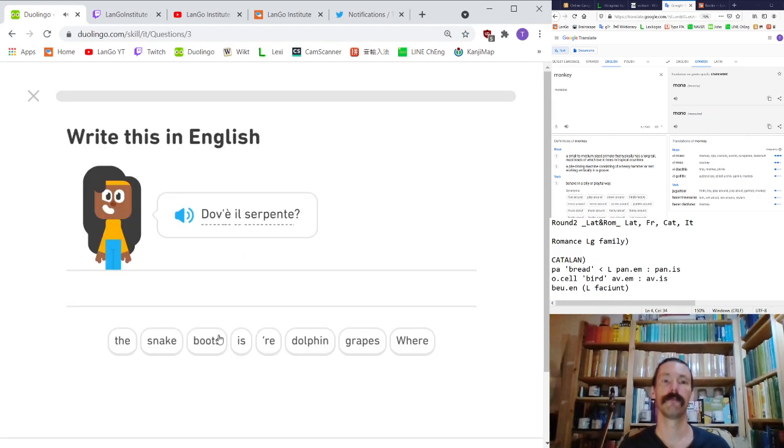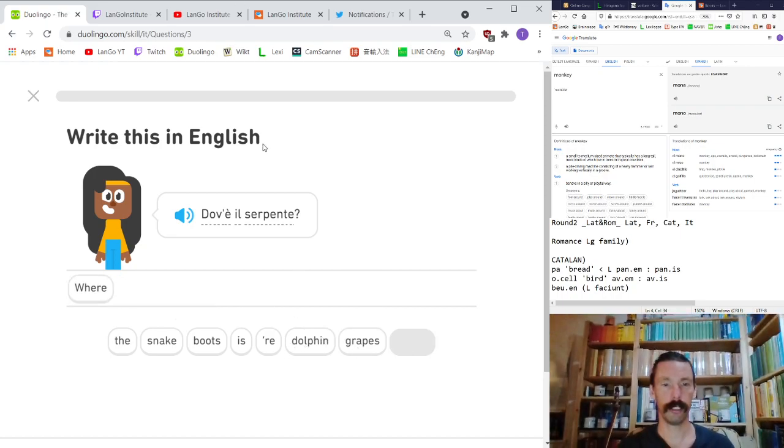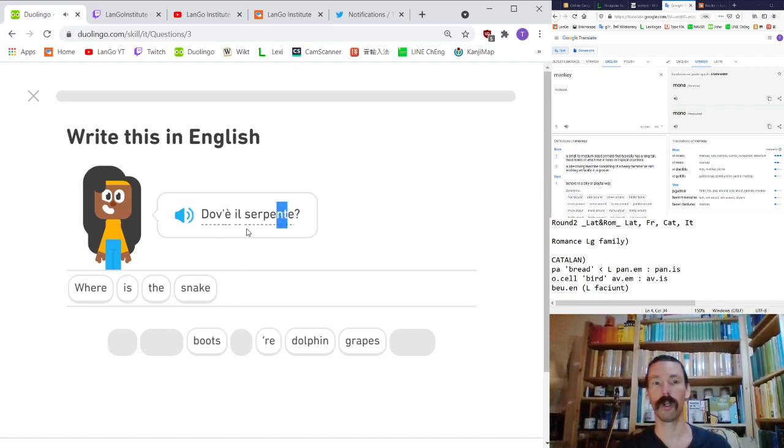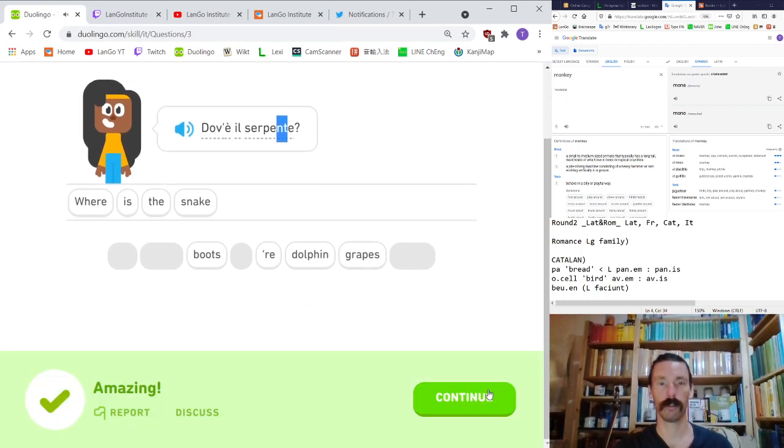Dov'è il serpente? Dove, where? Is the snake? Same source as our word serpent from Latin. Participle. Serpente. The creeping one.